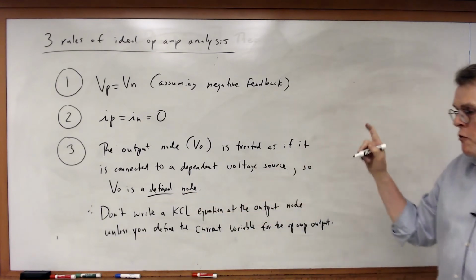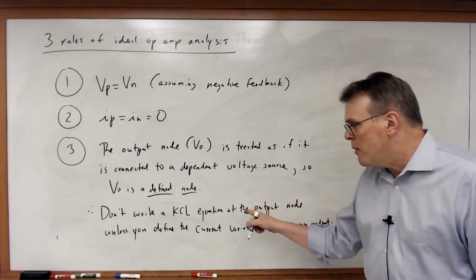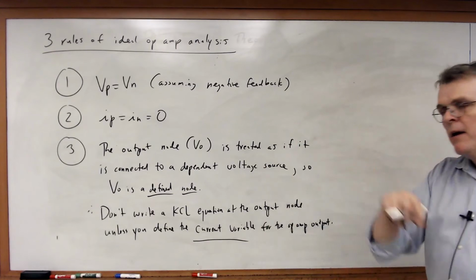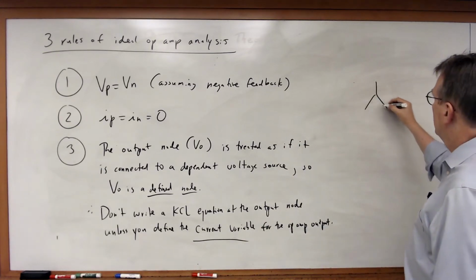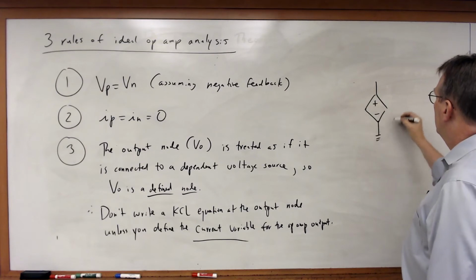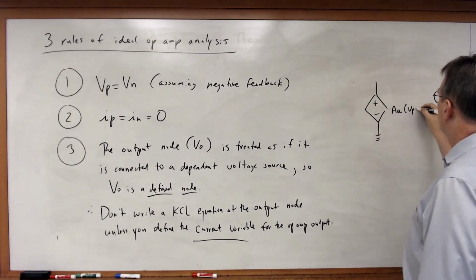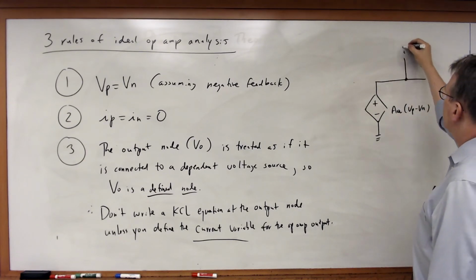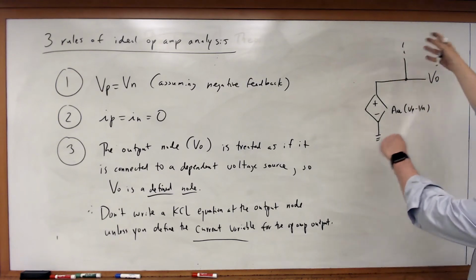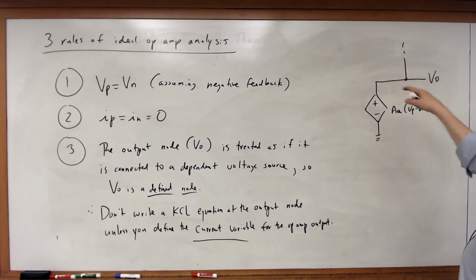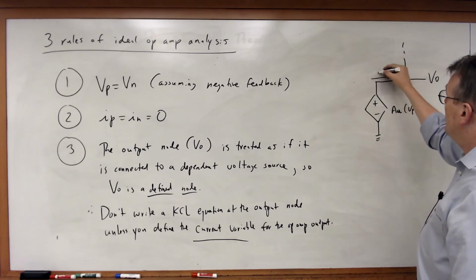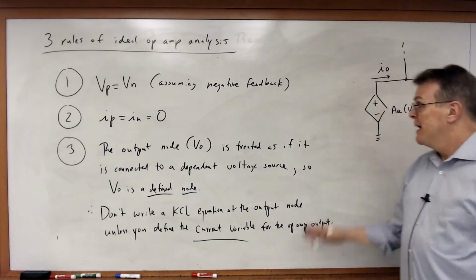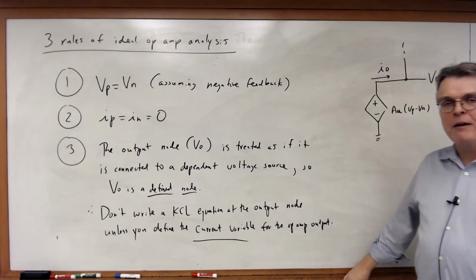So you do not write a KCL equation at the output node unless you define the current variable for the op-amp output. What do I mean by that? Just this. The output of the op-amp looks like a dependent voltage source. There's my output. If I'm going to write a KCL equation at this node, and I've got other elements connected to the output, then I better define that current I sub O, which is flowing through that dependent voltage source. If I don't do that, I will not solve my problem correctly.